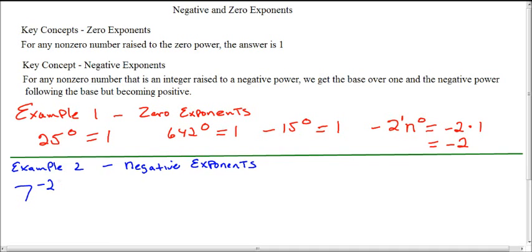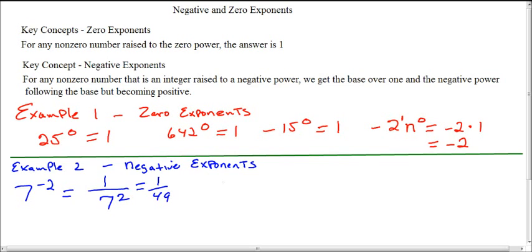The rule says any non-zero number, which 7 is, that is an integer, raised to a negative power: we take the base and put it underneath, and the power follows the base, but it becomes positive. Since we're talking about the reciprocal of 7, 1 will be the numerator. I simply simplified. I did not evaluate this, because we could go on and evaluate this to 1 over 49 if we choose.